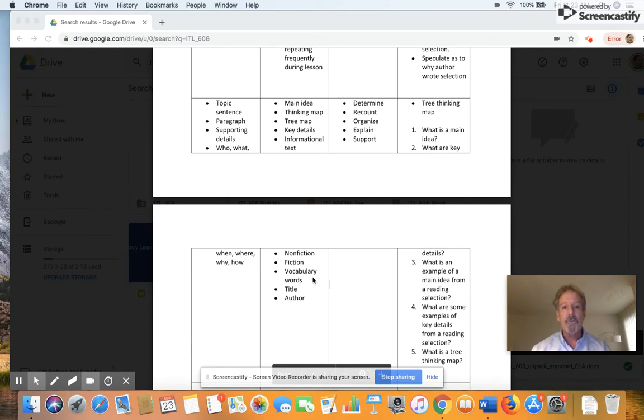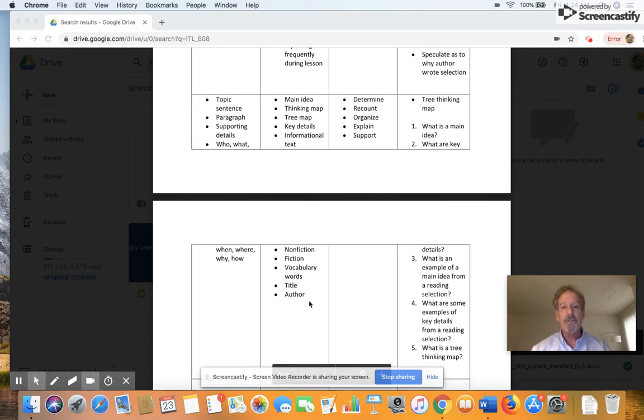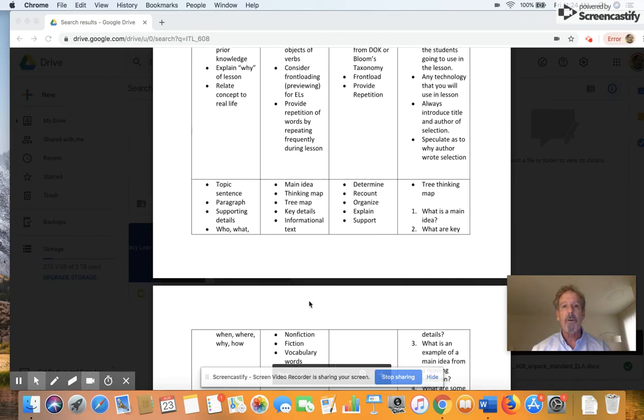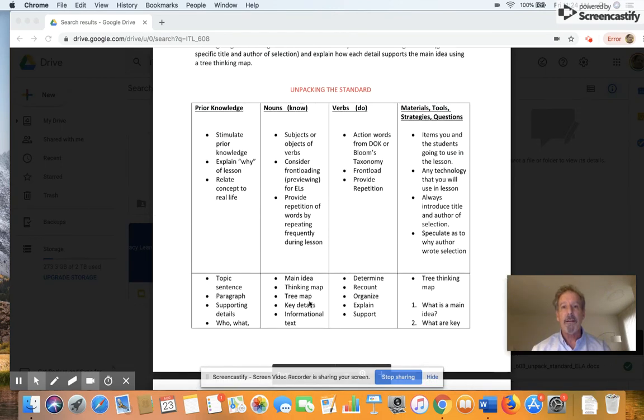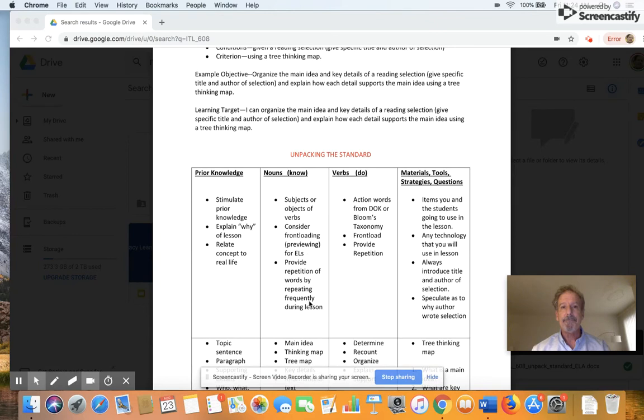You also want to identify the vocabulary words of the selection. You might do that through close reading, where students go through the reading before they read the entire selection, and circle the vocabulary words that they don't know. Next is a title, and most important is the author. You want to introduce students to the concept of the author so they get familiar with who wrote the book and realize that it's a real person who put the effort into writing the reading selection they're reading.